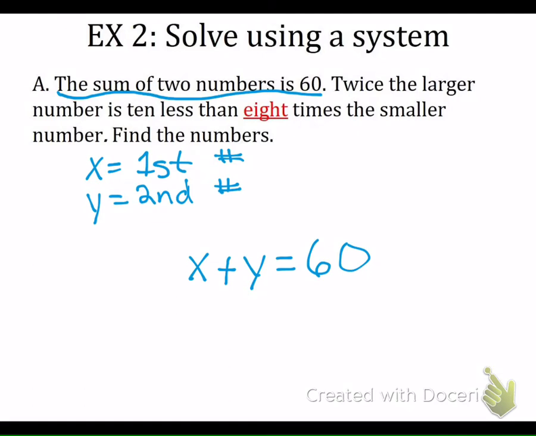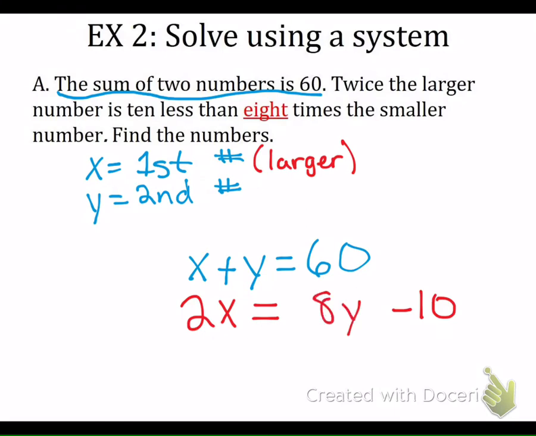Twice the larger number. All right, so I'm going to go back and make a note. I'm going to call X the larger one. Okay. So twice the larger number. How would I write that? 2x is 10 less than, so that means a minus 10 on the end, 8 times the smaller, 8y. Any questions how I did this?